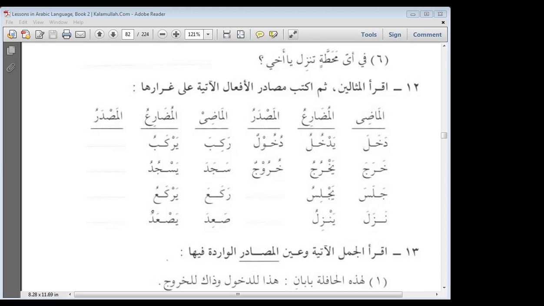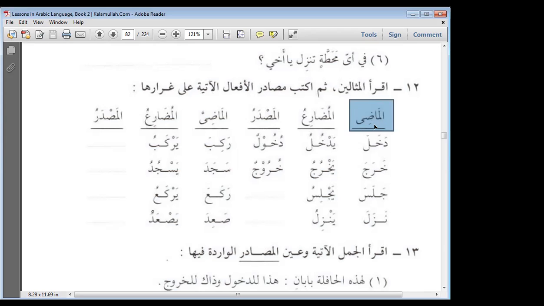That thing of exiting, right? It's not a verb, it's a noun, right? Let's look at the examples here. So we have the verb dakhala. This is al-madi. So if you all say after me, you'll get familiar with the terms, right?